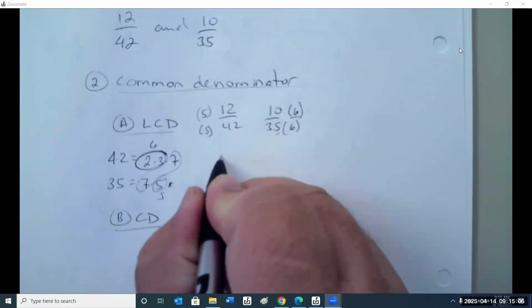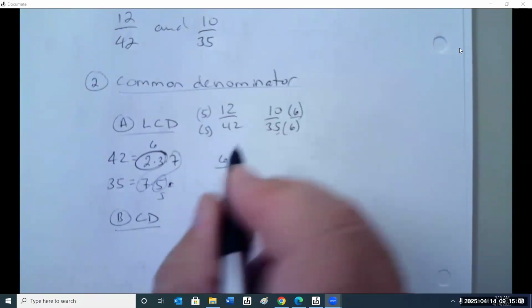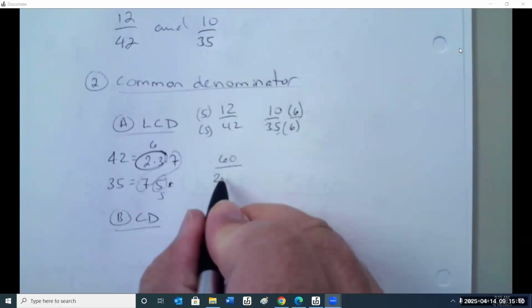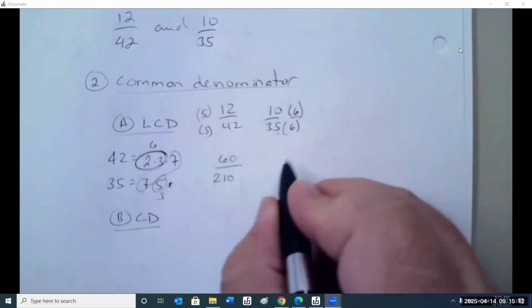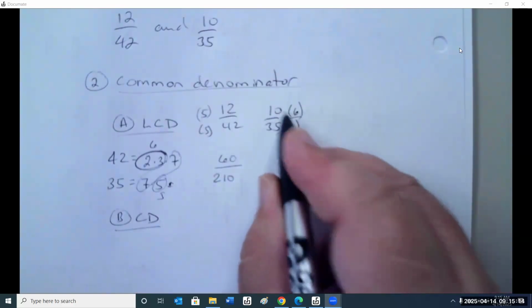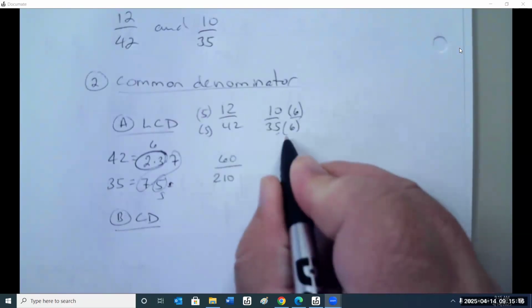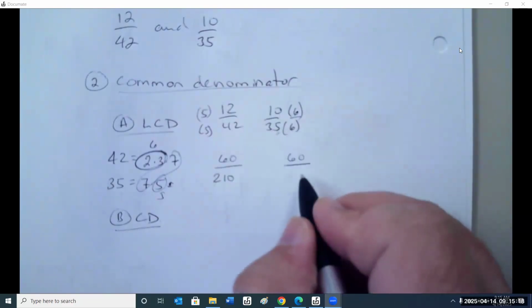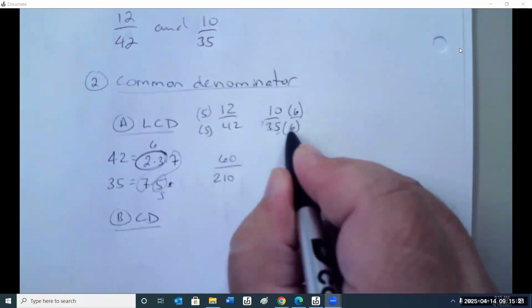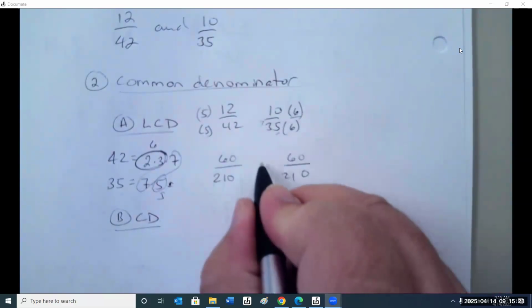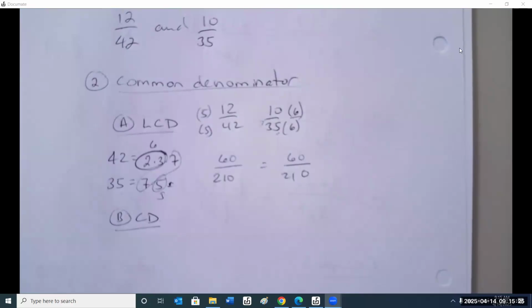5 times 12 is 60. 5 times 42 is 210. 10 times 6 is 60. 6 times 5 is 30. 18 plus 3 is 21. So they're both the same, so they're equal fractions.